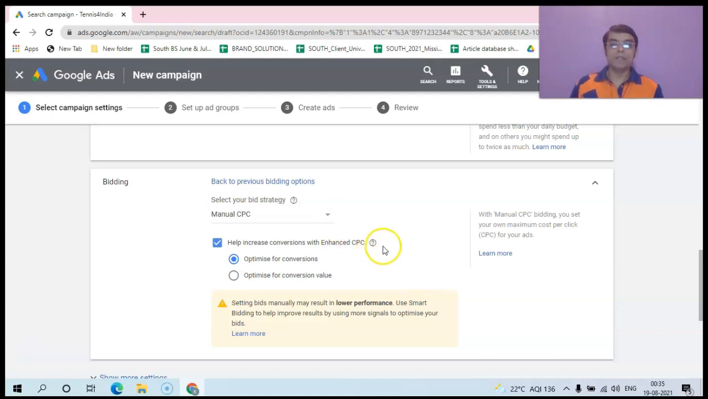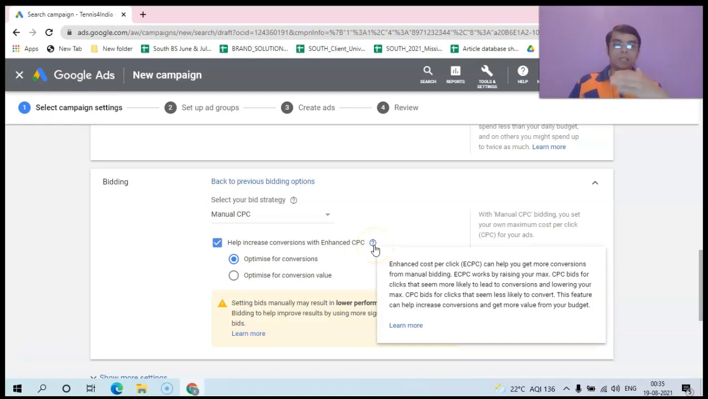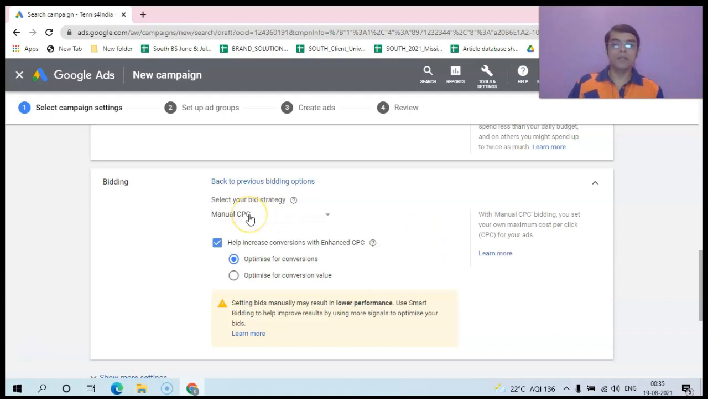Okay. The enhanced CPC is just one step above manual CPC. So enhanced cost per click can help you get more conversions from manual bidding. eCPC works by raising your max CPC bids for clicks that seem more likely to lead to conversion, and lowering your max CPC bids for clicks that seem less likely to convert. Okay, so manual CPC directly is not a conversion bidding strategy, so to say. But if you want a conversion bidding strategy, even within manual CPC, then you select enhanced CPC. Okay.